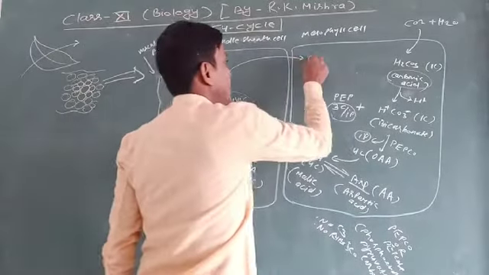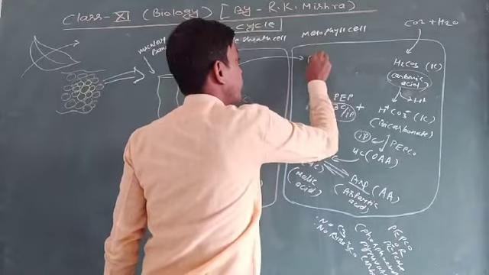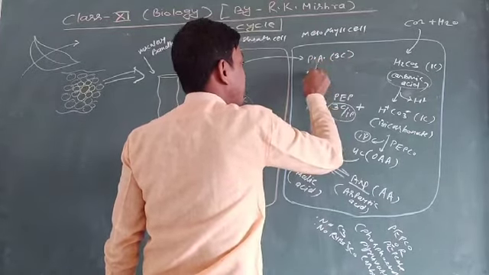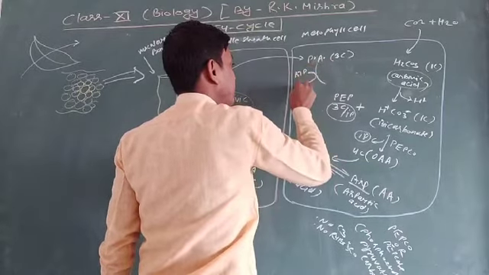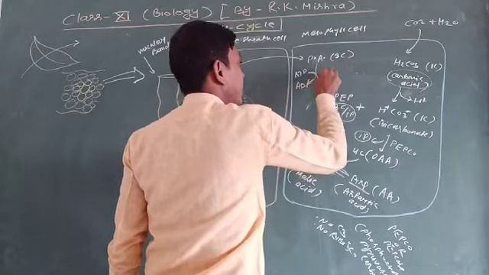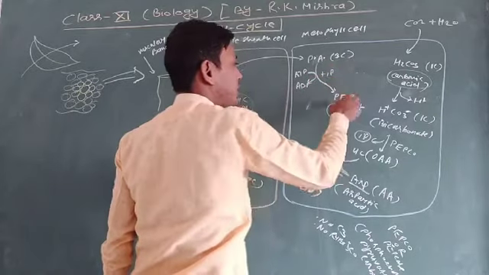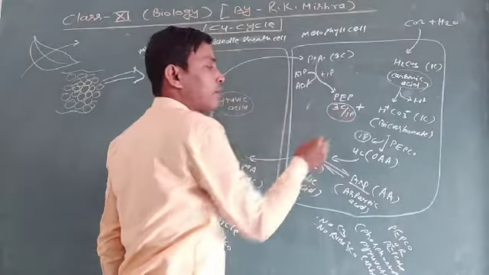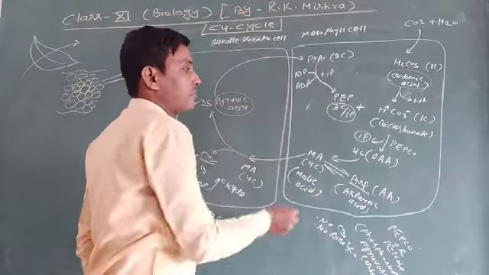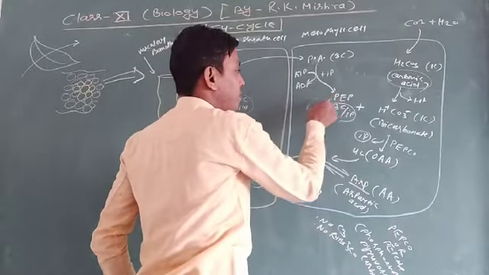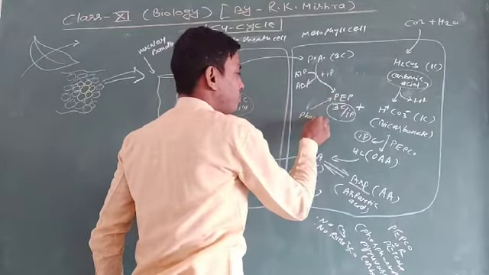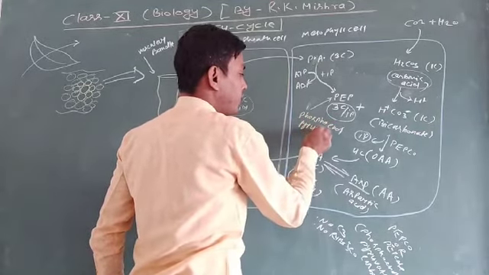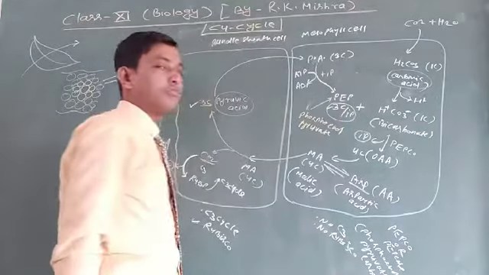Here the pyruvic acid, in short, is a 3 carbon compound. By the action of 1 ATP converting into 1 ADP, adding 1 inorganic phosphate, it is converted into phosphoenol pyruvate. The 3 carbon compound converts into a 3 carbon and 1 phosphorus compound, phosphoenol pyruvate.